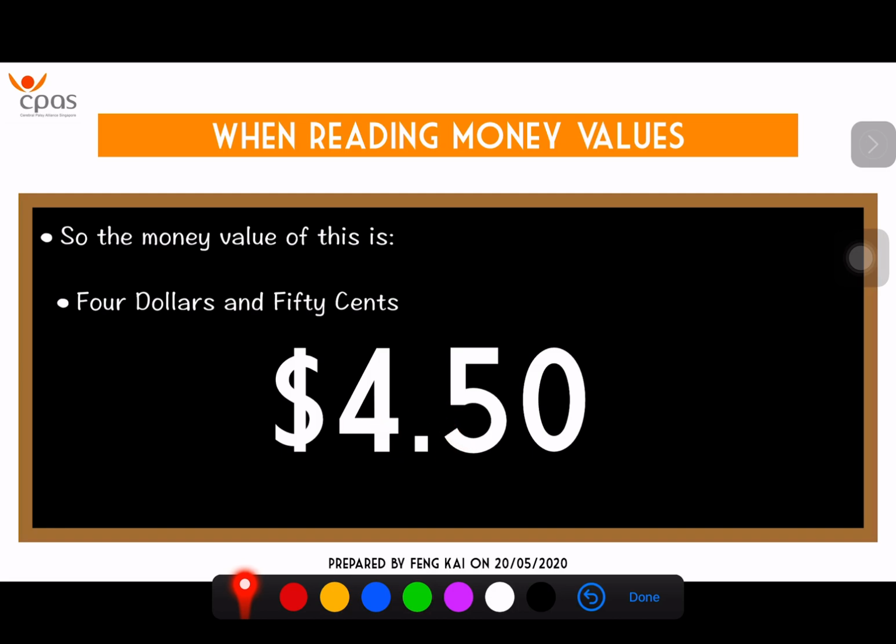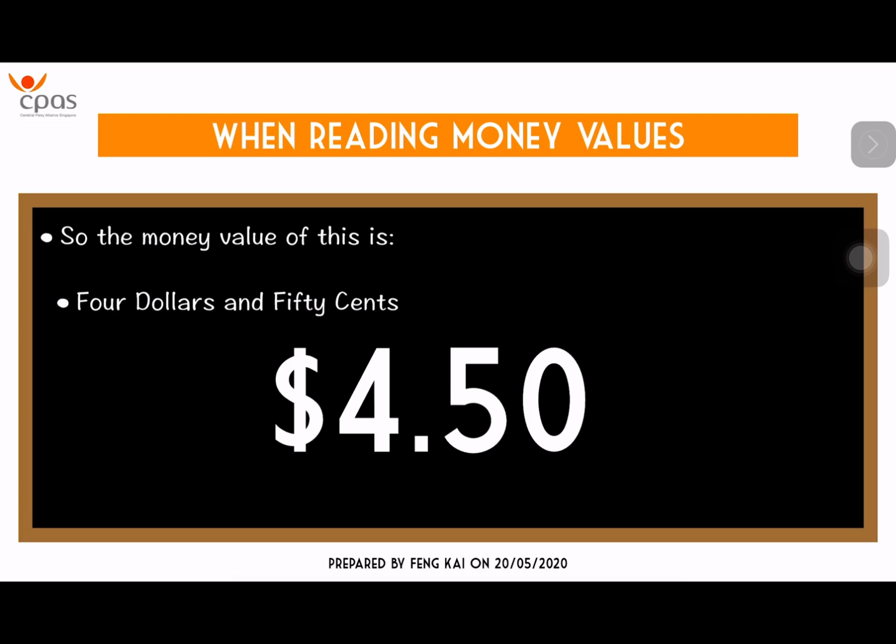So remember to take note of the decimal point, which is over here. As I repeat again, numbers on the right hand side of the decimal point are the cents portion, and numbers on the left hand side of the decimal point are the dollars portion. So this is the cents, and this portion here would be the dollars.